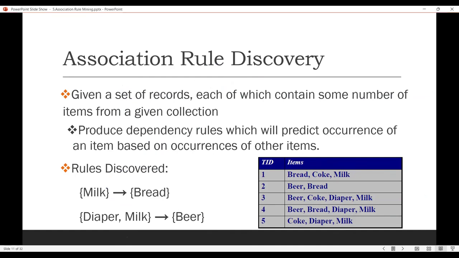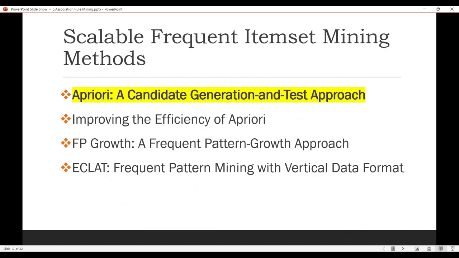Okay, now we will move to the next one. I already told you, right? There are different algorithms to find the association rules. To find the association rules, we have different algorithms, right?